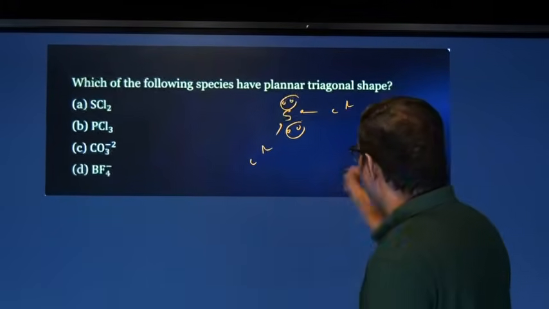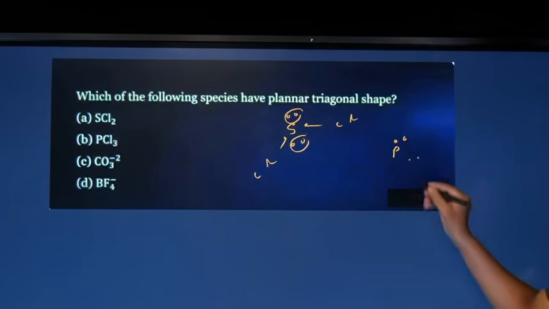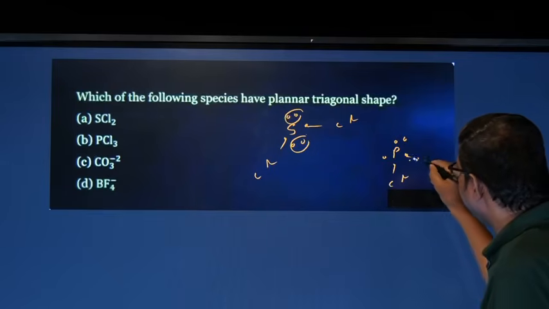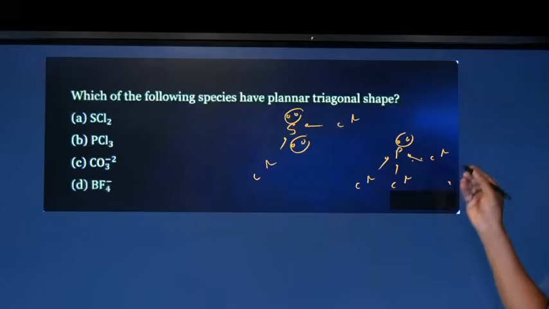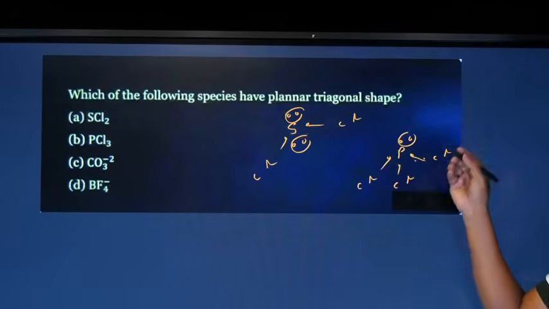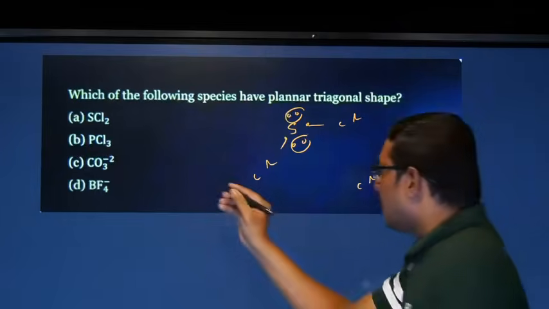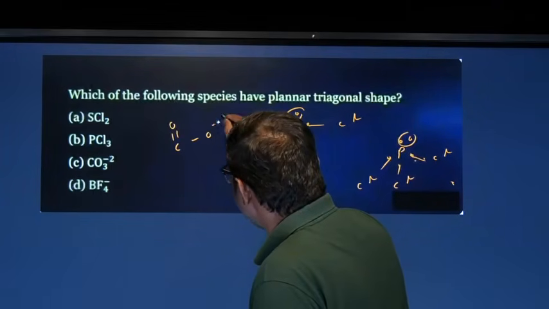Then if you go for option B, this is my phosphorus, group number 5. It has 5 electrons here. That means there is a formation of 3 bond pairs and 1 lone pair. It has a trigonal pyramidal shape. That means carbonate ion. This is the structure of carbonate ion.